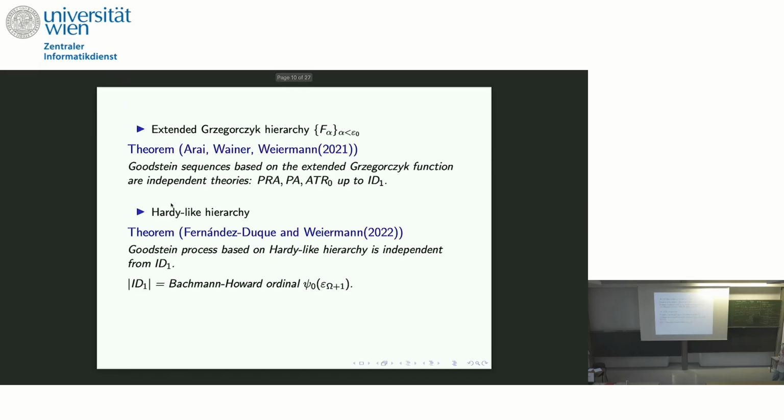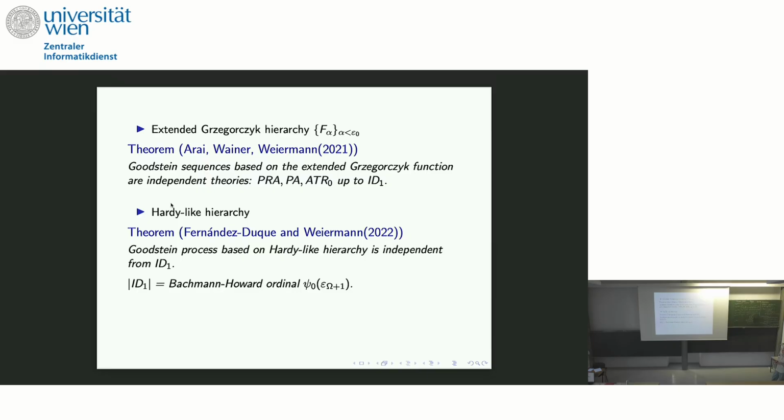Right. There are other results in the literature. Another attempt was by Rai, Weiner, and Andreas. They used an extended Grzegorczyk hierarchy function f, and they showed that these Goodstein sequences based on this function are independent from various theories, from PRA to PA to ATR0 up to ID1. And then another result from David and Andreas is that if we use a Hardy-like hierarchy, the Goodstein process based on this hierarchy is independent from ID1.